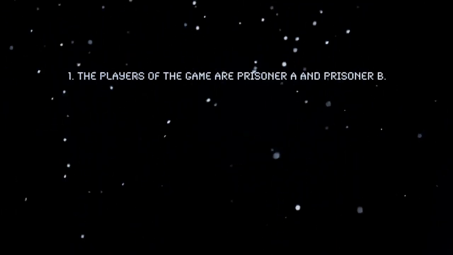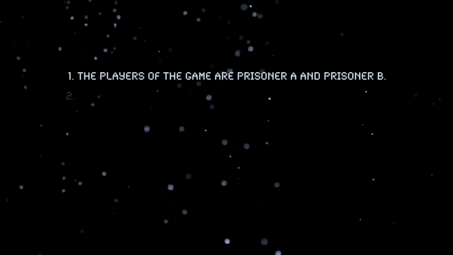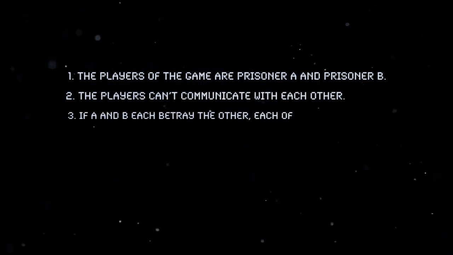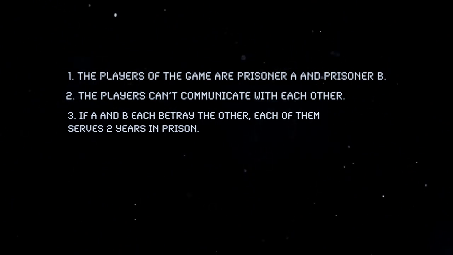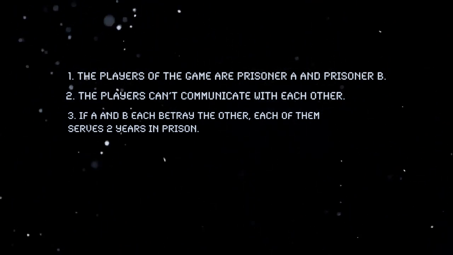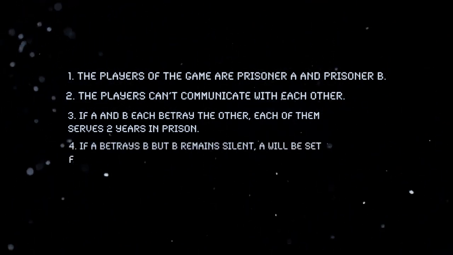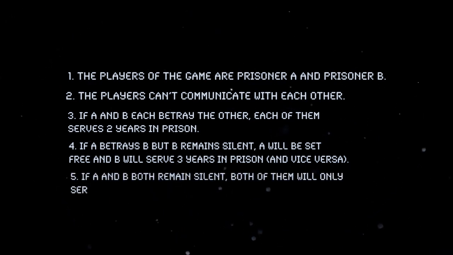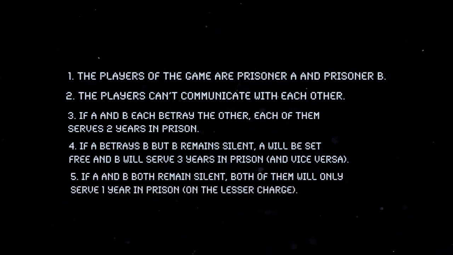Number 1. The players of the game are prisoner A and prisoner B. Number 2. The players can't communicate with each other. Number 3. If A and B each betray each other, each of them serves 2 years in prison. Number 4. If A betrays B but B remains silent, A will be set free and B will serve 3 years in prison, and vice versa. And number 5, if A and B both remain silent, both of them will only serve 1 year in prison.